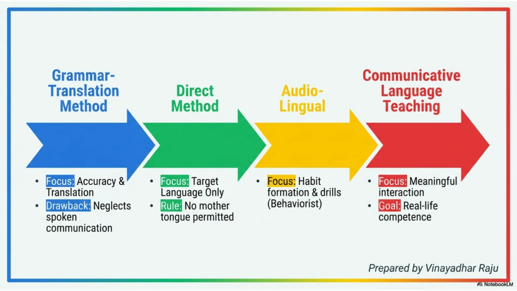First, the grammar translation method focuses on accuracy and translation, though it often neglects spoken skills. Next is the direct method, where the mother tongue is strictly prohibited. Third, the audiolingual method uses drills for habit formation. Finally, communicative language teaching, or CLT, prioritizes meaningful interaction and real-life competence.